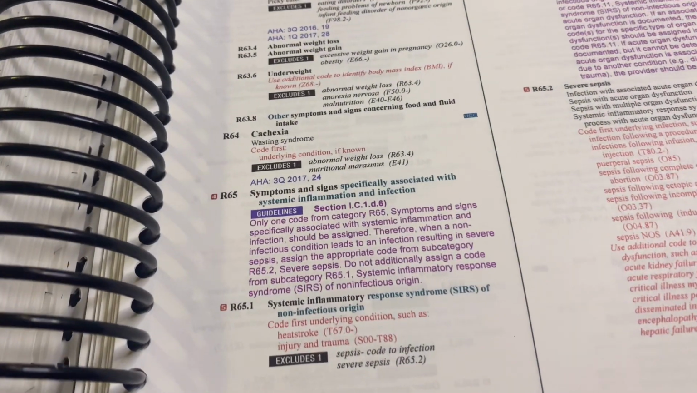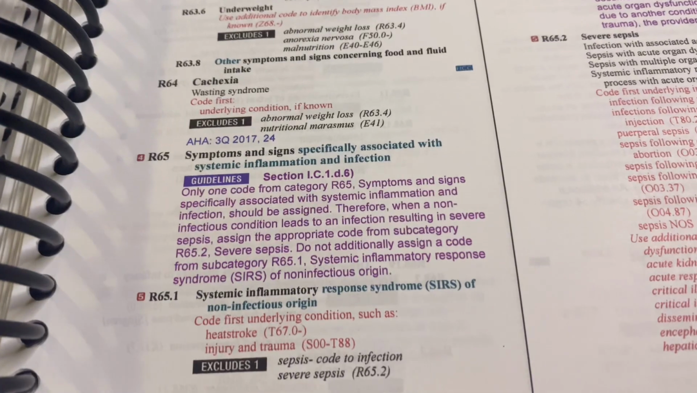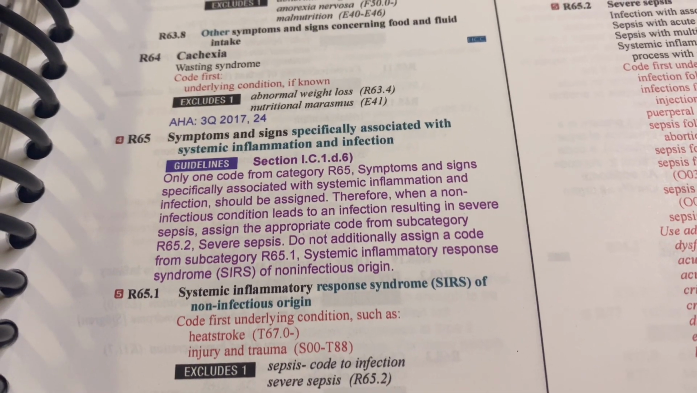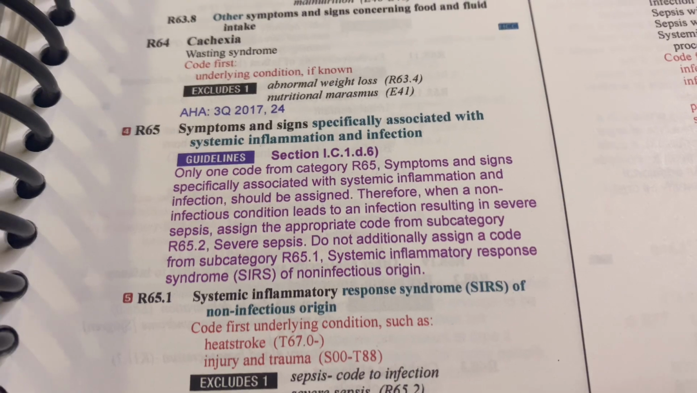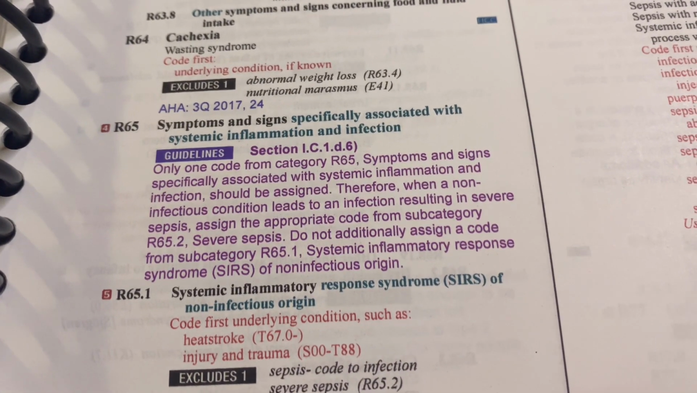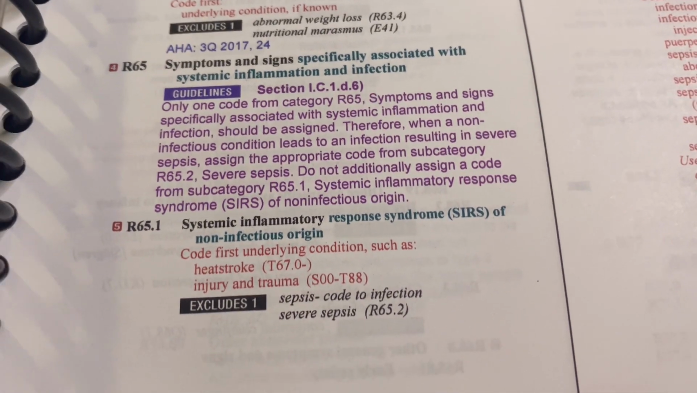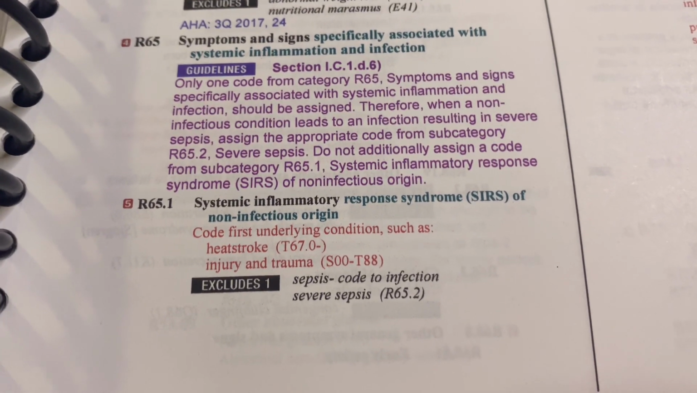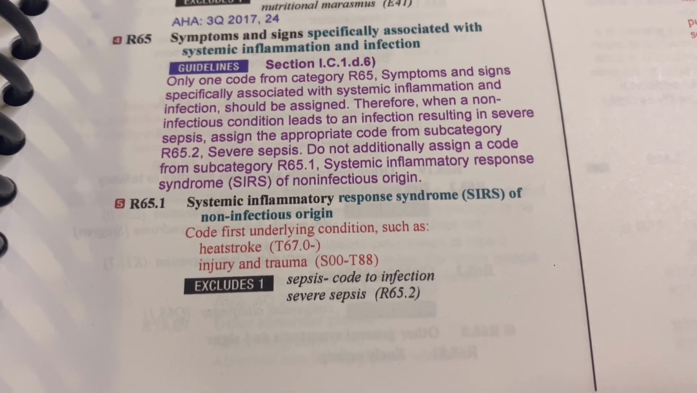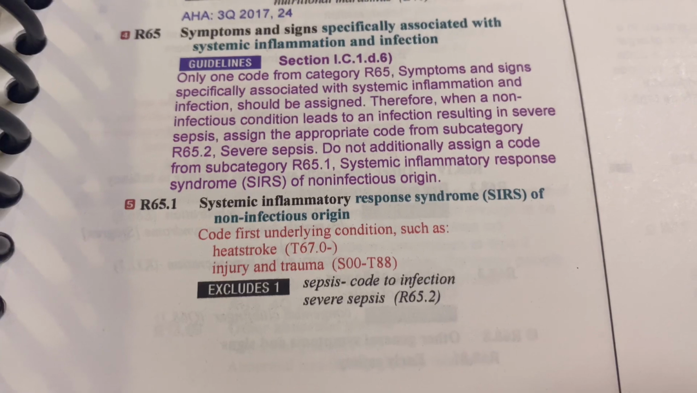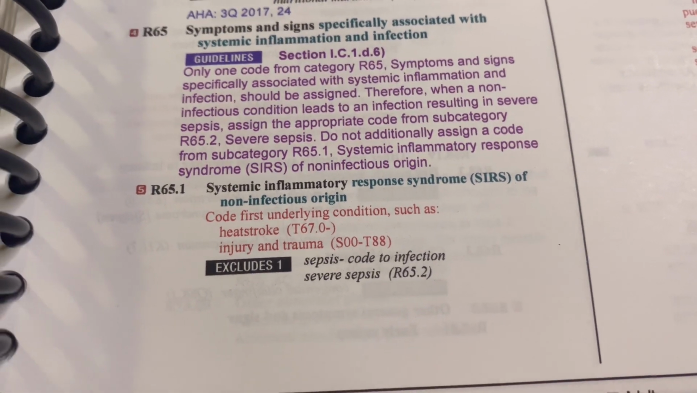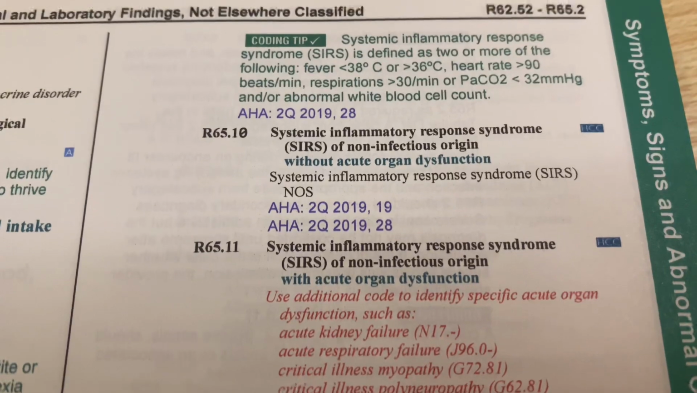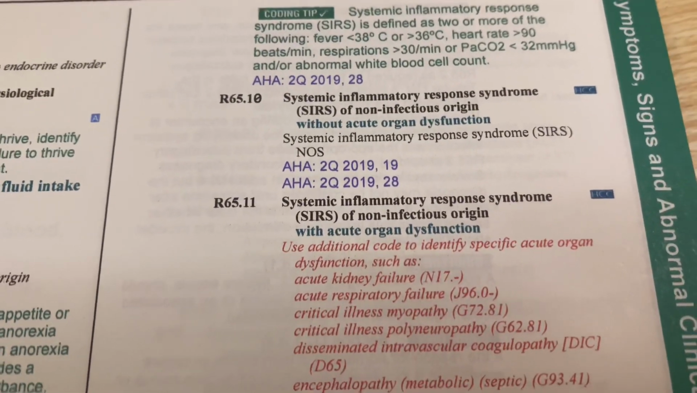And just to give a little bit more information on that R65.11 code, here at R65, it tells me that when a non-infectious condition leads to an infection resulting in severe sepsis, assign the appropriate code from subcategory R65.2. And remember I told you guys about the excludes one? Right here it says that for R65.1, they exclude 1 with R65.2. So you should not have R65.1 with an R65.2 code. The R65.1 codes are for non-infectious origins, and we have an infection.